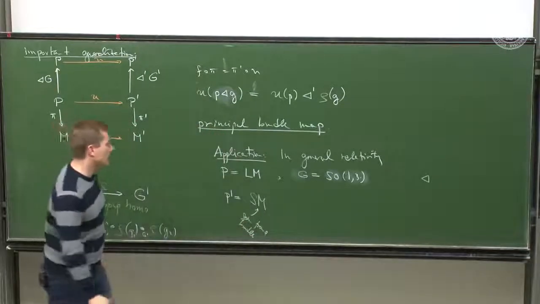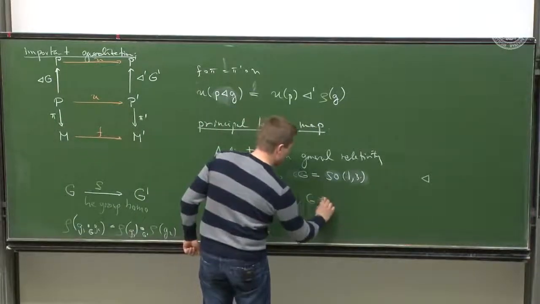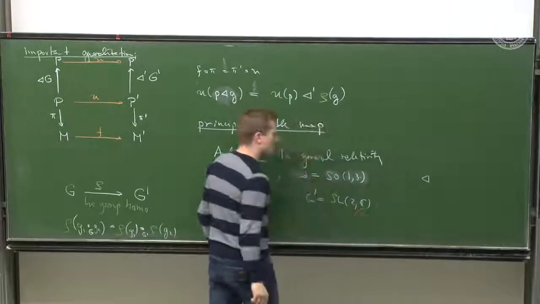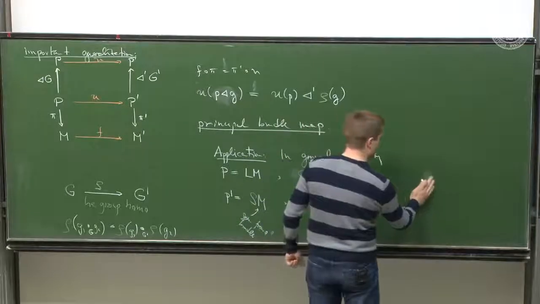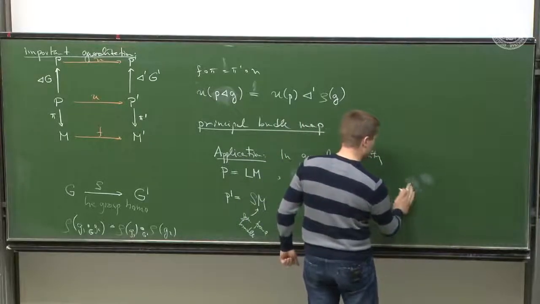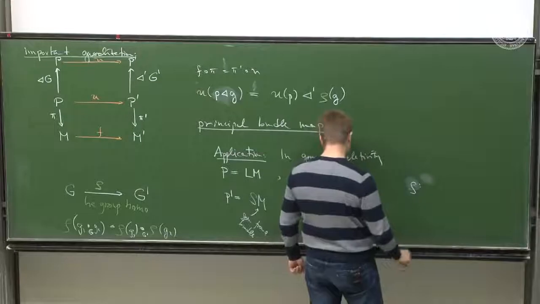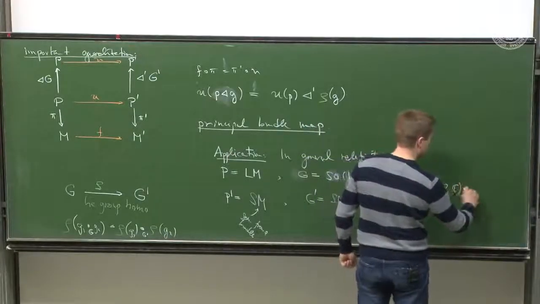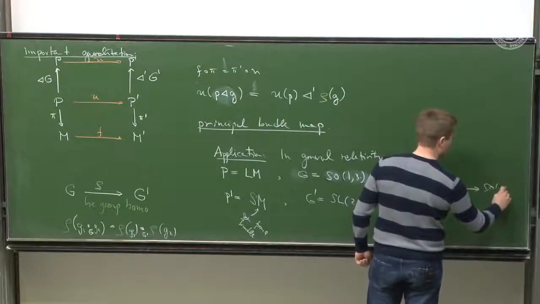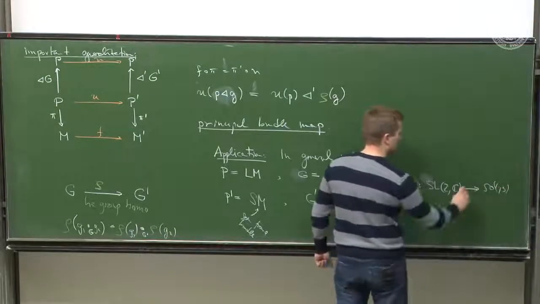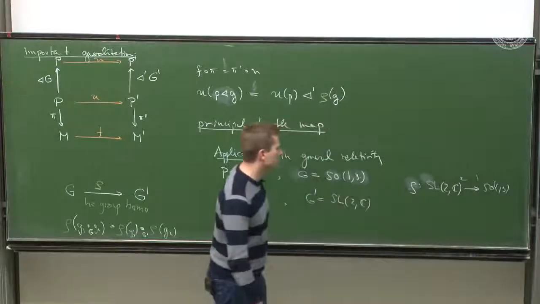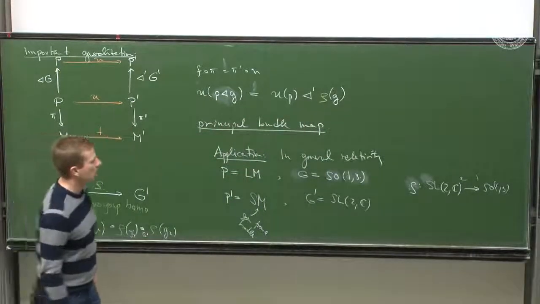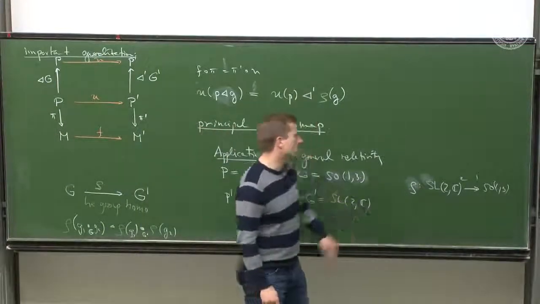Right? And there you let the group G prime act, which is SL2C, and indeed there is a rho map that takes you from SL2C over to SO13, right? And it's a 2-to-1 map, right? Okay, and we'll come back to this.